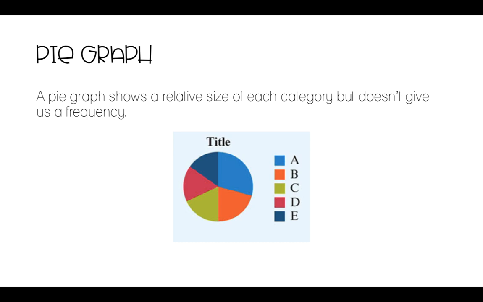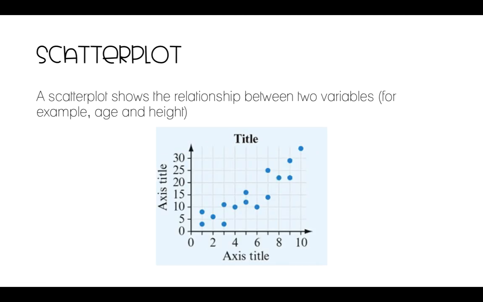We don't know that. And then we have a scatter plot, which again is similar to a line graph, except we're not looking at changes. We're just looking at the relationship between two different variables or two different things that we're examining. So, for example, someone's height at a particular age.